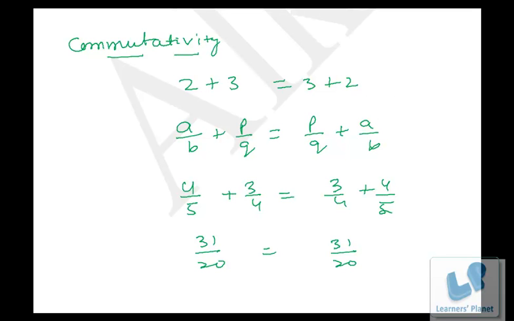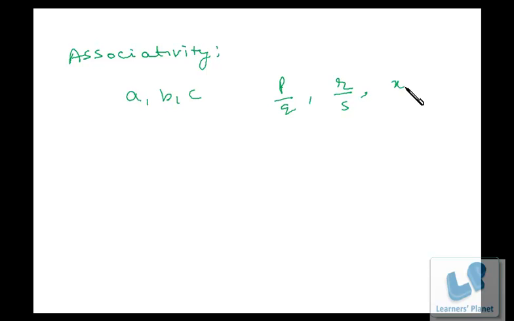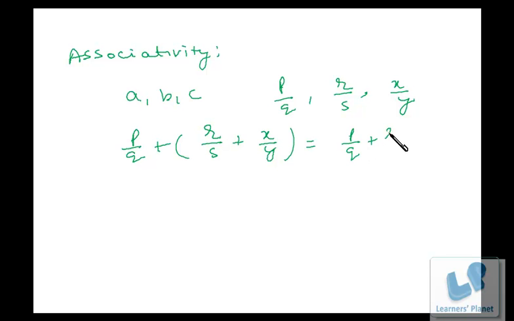Next is associativity. So what associativity is? Suppose we have three rational numbers, maybe a, b and c, or maybe you can take p by q, r by s and x by y, right? So suppose we have three rational numbers. So in that case, what would happen? p by q plus r by s, plus x by y, is equal to p by q plus, r by s plus x by y, right? So the addition of rational numbers is associative, and in any order you can take them.